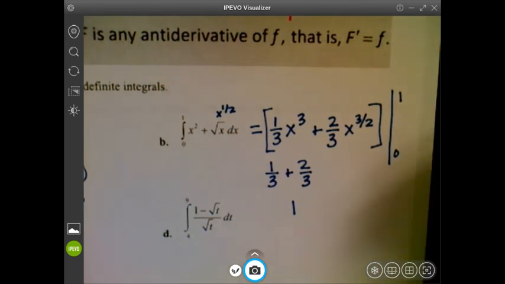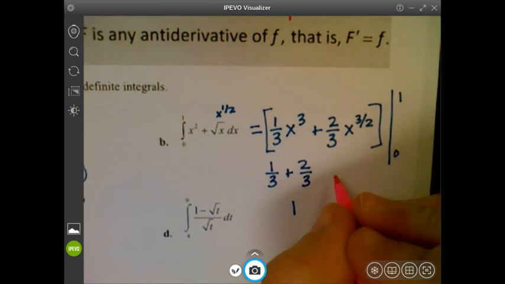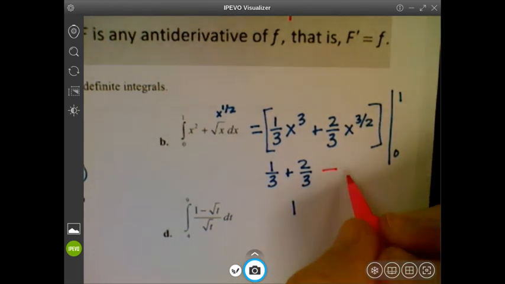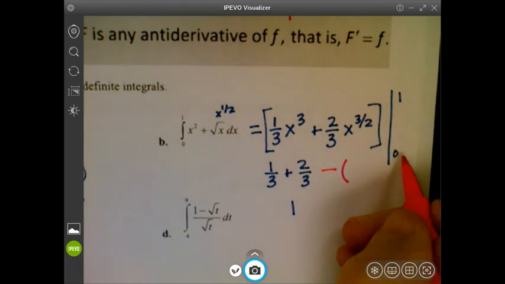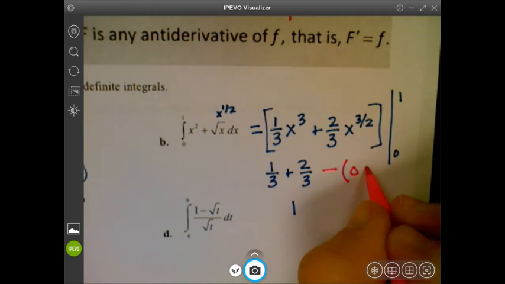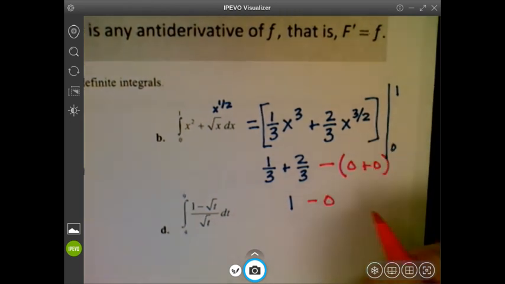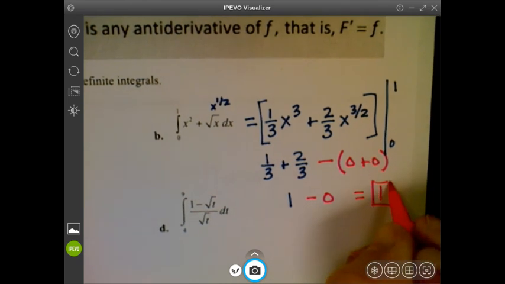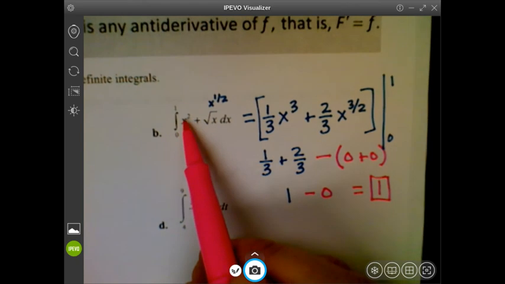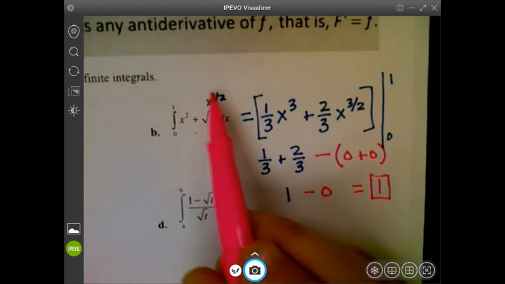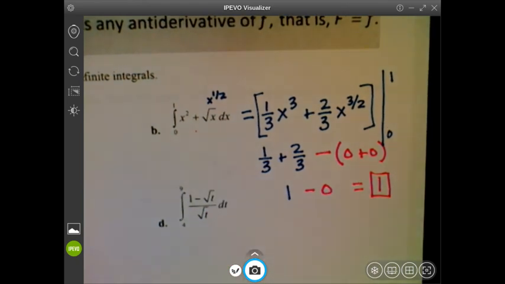And then you're going to subtract plugging in 0, and you have to subtract both pieces, so put that in parentheses. Plug in 0, that'll be 0. Plug in 0 here, that's also 0. So we're subtracting 0 plus 0, so we're subtracting 0. So the value of this integral is equal to 1. So the area underneath of this graph from 0 to 1 is just equal to 1.